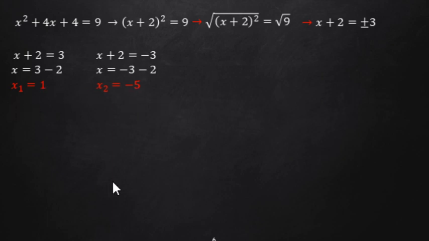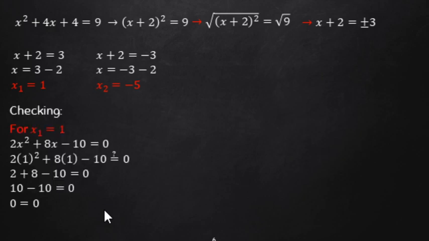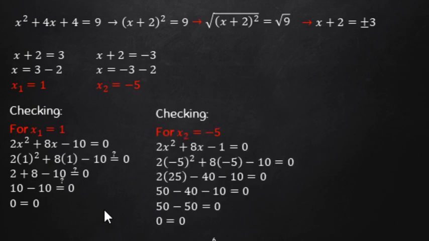So let's have now the checking. Check the solutions obtained against the original equation. So just substitute the value of x in the original equation. So we have now the checking for x equals 1, and for x equals negative 5, we also have the checking.